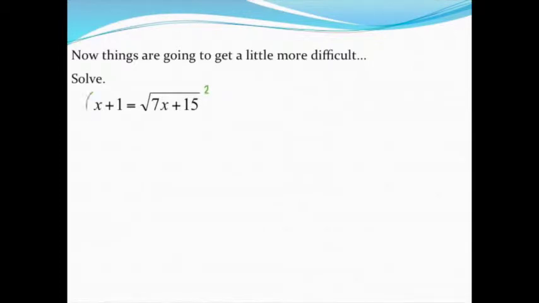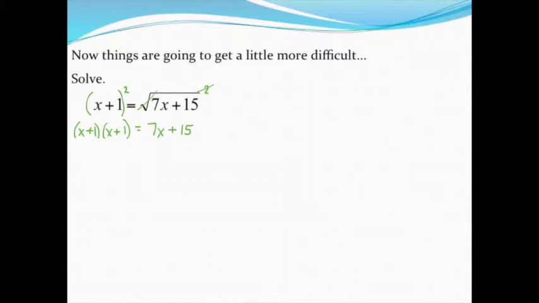But when I square the other side, here's where things become a lot more difficult. I want to make sure that that entire side is raised to the second power. So in other words, I'm going to end up doing x plus 1 times x plus 1. I'm not allowed to distribute the exponent. I have to multiply x plus 1 by itself. When I square a square root, though, those will cancel out. So that's 7x plus 15.